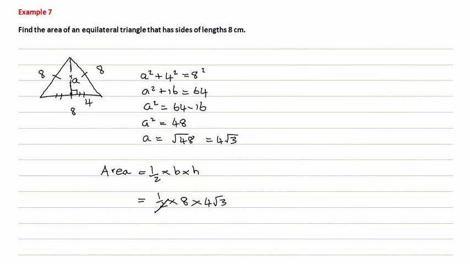Okay, you can see here 2 and 8 will cancel to 4. So we get 4 times 4 root 3. So our area is going to be 16 root 3 square centimeters. Okay, and we can write that in decimal form, 27.71 cm squared. Okay, so that's the area of an equilateral triangle. Just use that method.